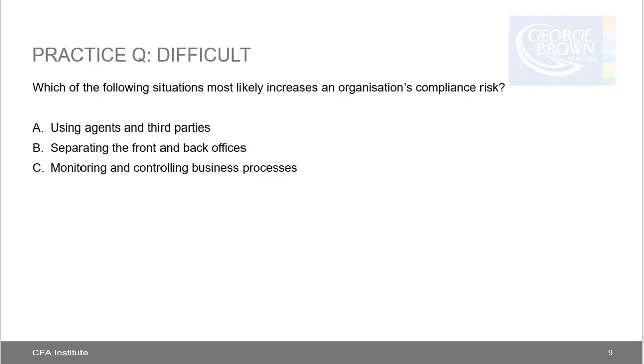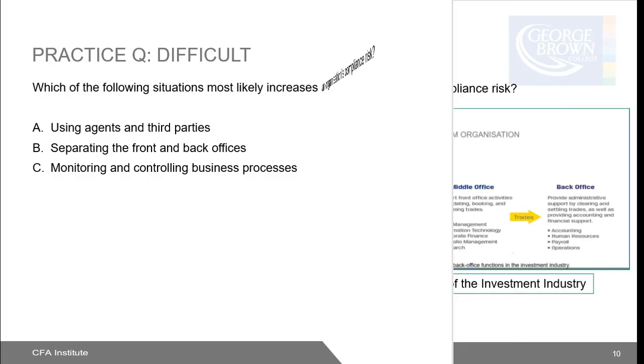So a quick practice question from the learning ecosystem at the difficult level. Which of the following situations most likely increases an organization's compliance risk? A, using agents and third parties. B, separating the front and back offices. Or C, monitoring and controlling business processes.